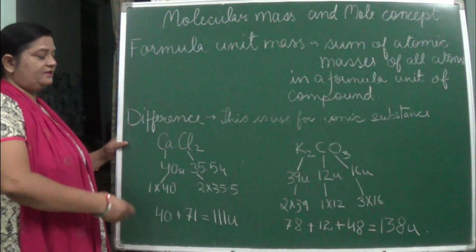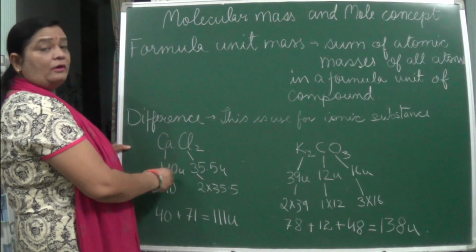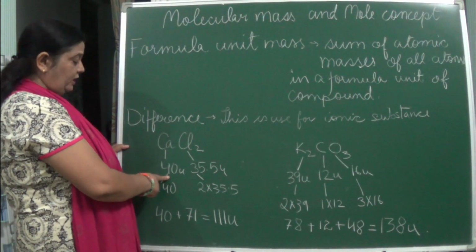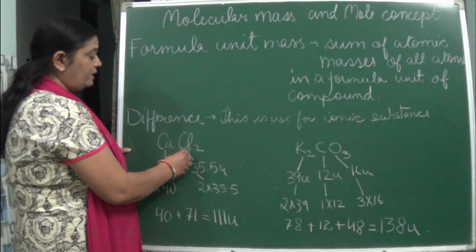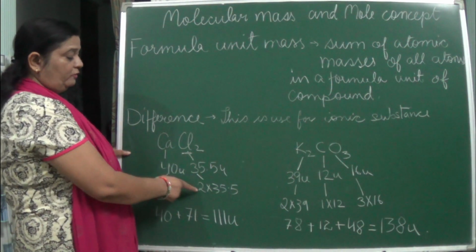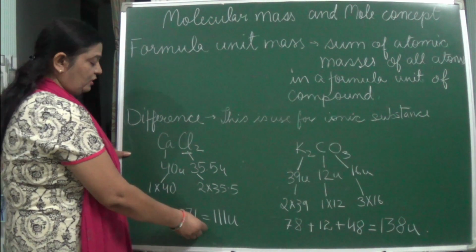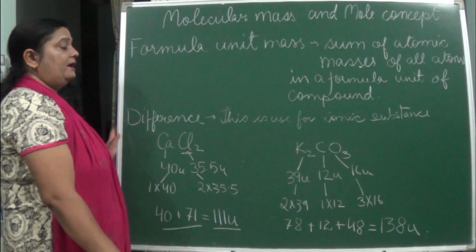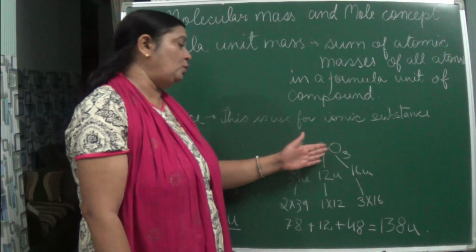For example, if we take calcium chloride, what is the atomic mass of calcium? It is 40 U, and chlorine is 35.5 U, but here chlorine is 2 atoms. So you will multiply 2 into 35.5. When you take out, you will get 111 U.